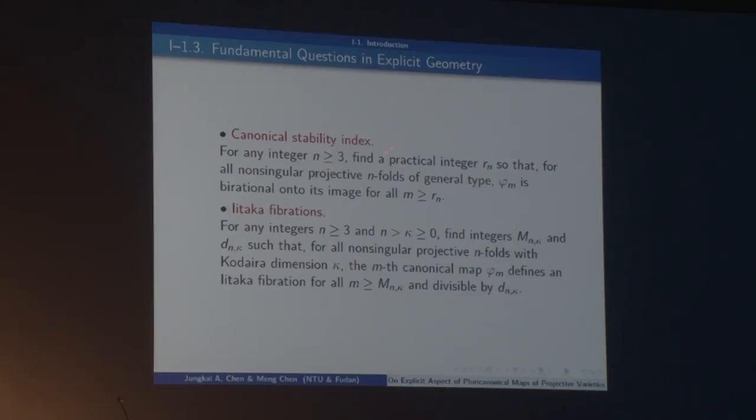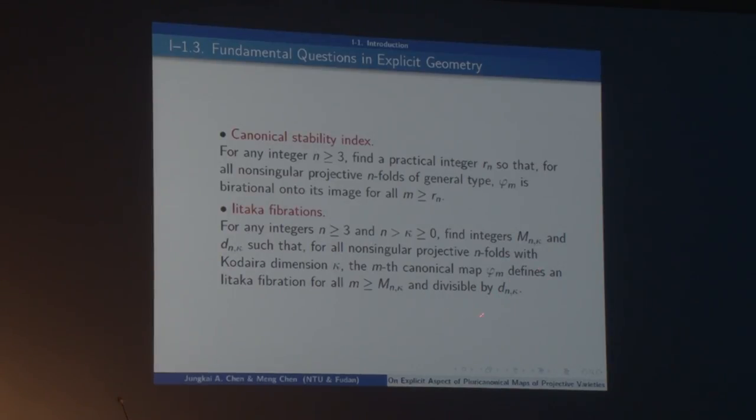Similarly, we can consider the Iitaka fibration. For any integer n greater or equal than 3 and the Kodaira dimension kappa between 0 and n, we try to find integers m_{n,kappa} and d_{n,kappa} such that for all non-singular projective varieties with Kodaira dimension kappa, the m-canonical map phi_m defines the Iitaka fibration for all m greater or equal than m_{n,kappa} and divisible by d. You might notice that in the setting of general type, we don't mention the divisibility, but in the case of intermediate Kodaira dimension, there's a divisibility of d here.